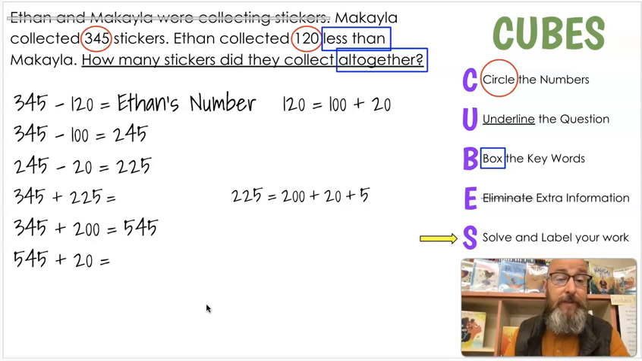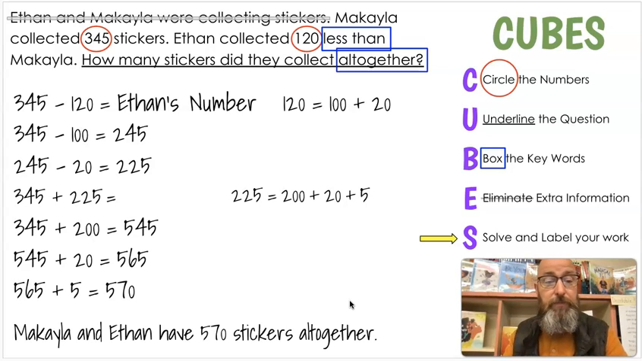545. Now I'm going to add my tens. 545 plus 20. I'm just adding the tens place. 565. That's right. Now I'm going to add the ones. So I'm going to add 565 plus 5, and that's 570. So Michaela and Ethan have 570 stickers altogether. This is a tricky question.